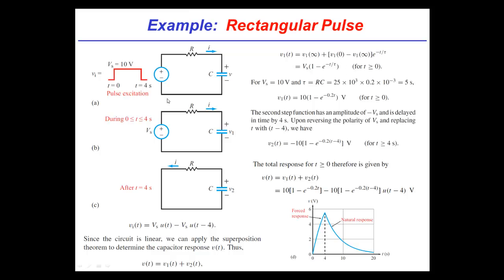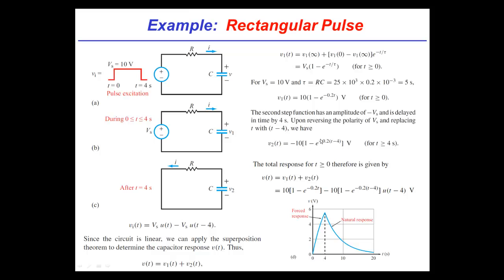Correct. And then V1 at infinity, of course, we would assume that the capacitor charges up to the full 10 volts. So it's 10. Then we can calculate tau from RC, which we have over here. We plug those all in, and we get the equation for V1. Pretty straightforward. We do the same thing for V2.